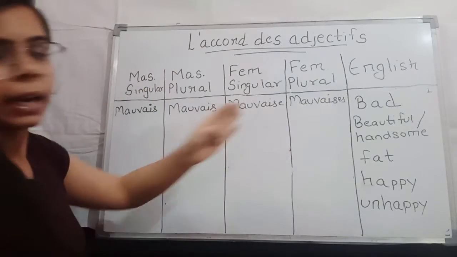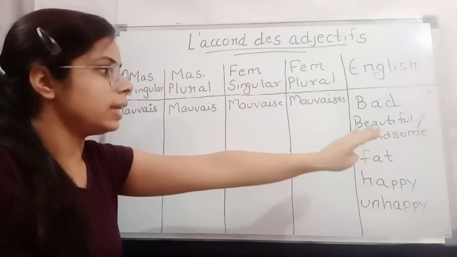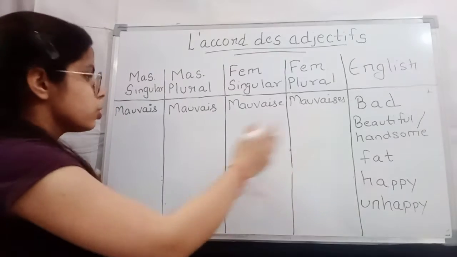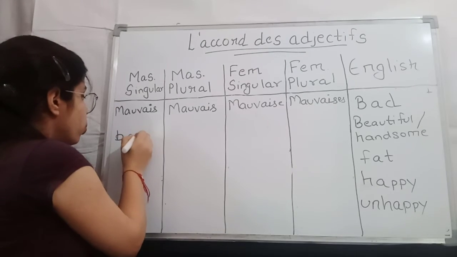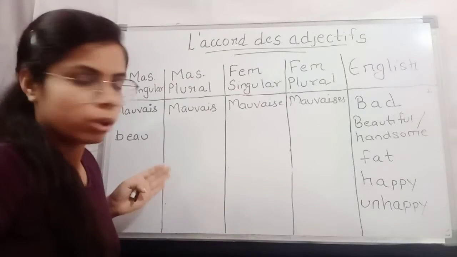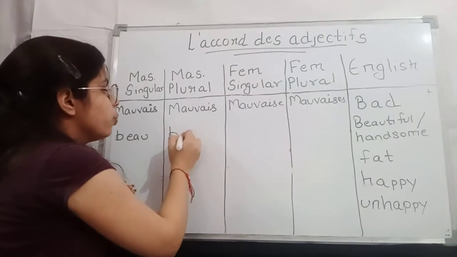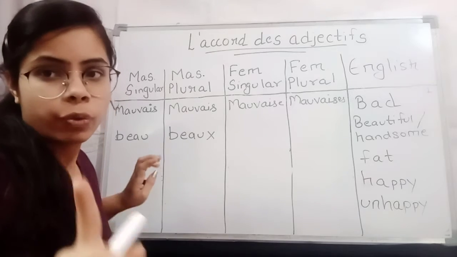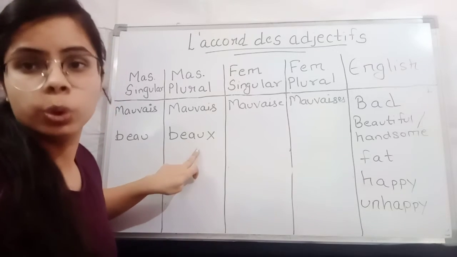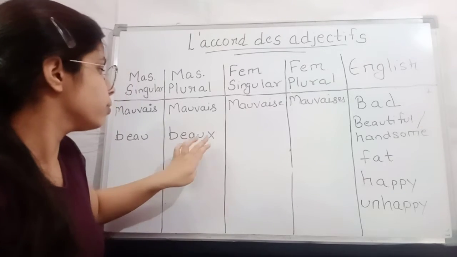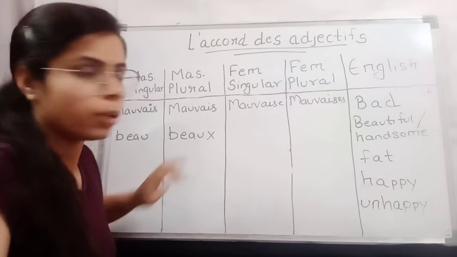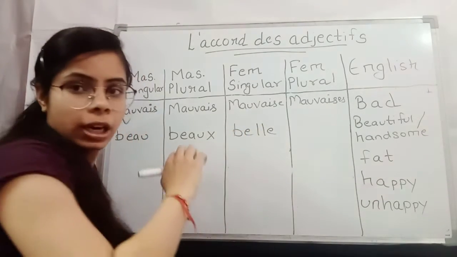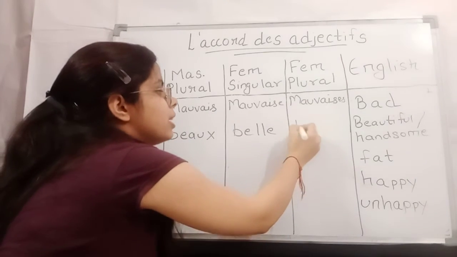So this is bad. For beautiful and handsome, in the case of masculine, we will say handsome only, not beautiful. So it is beau. And to make it plural, we have to add an X, not S. If a word is ending with EAU and we have to make it plural, we add X. Okay. And for beautiful, it is belle. And if we have to make it plural, we will say belles.